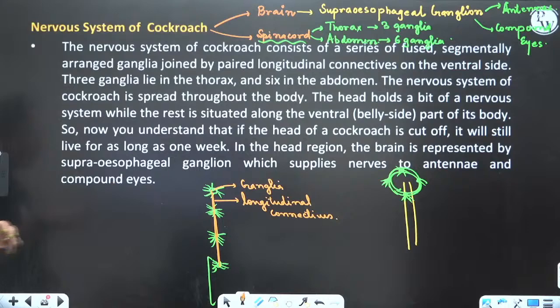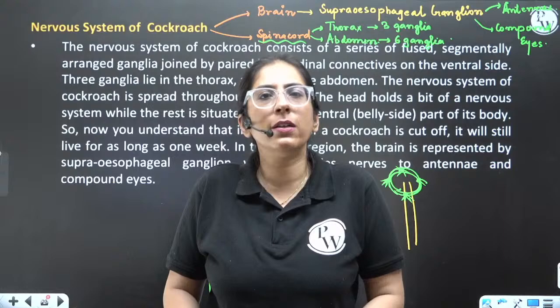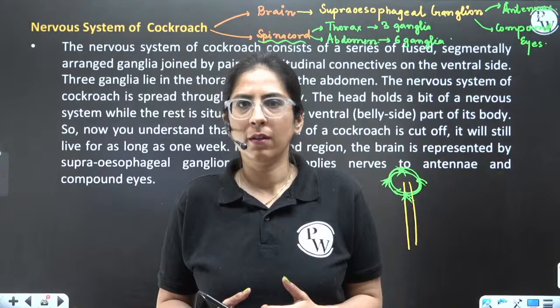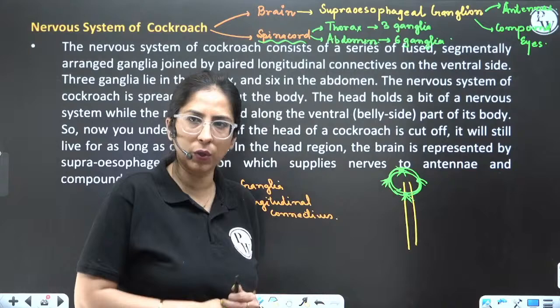So in the head part, only the supraesophageal ganglion is there. Whereas in the thorax region, three ganglia are there, and 6 are present in the abdominal region. So where is the major nervous system present? You will say, ma'am, it is in the abdomen region, not in the head region. It is more in the thorax and abdomen. And that is the reason if we cut the head of a cockroach, the cockroach can live for a week, because the major nervous system is present in the body, that is in the thorax and abdomen.